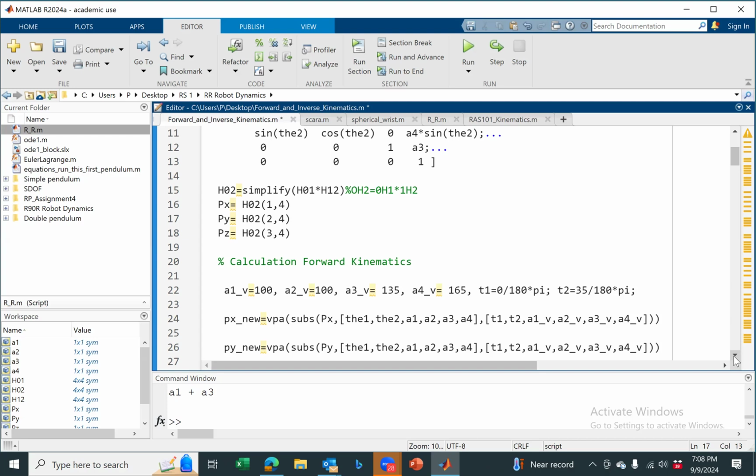And my theta 2 is equal to 35. Please understand A1 to A4 are constant. Those are robot lengths. They don't change. T1 and T2 are the angles that change.